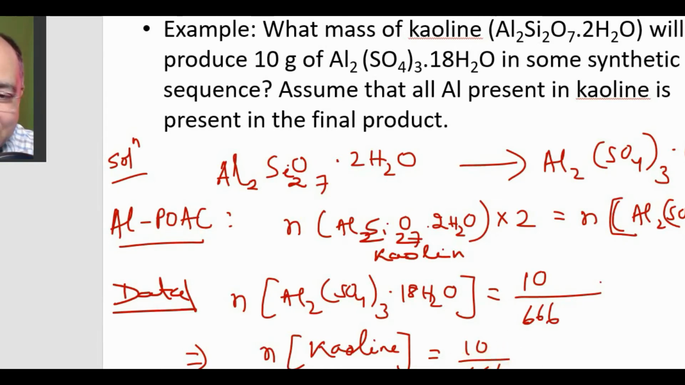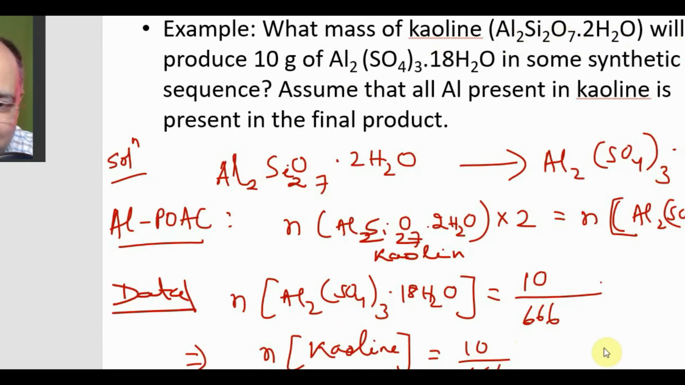And hence, to convert into the mass of kaolin, we have to multiply with the molecular mass of kaolin, which I have found out to be 258. So the mass of kaolin is 10 by 666 into the molecular mass of kaolin. This is a huge molecular mass. That gives 3.993 grams. So is it not interesting?